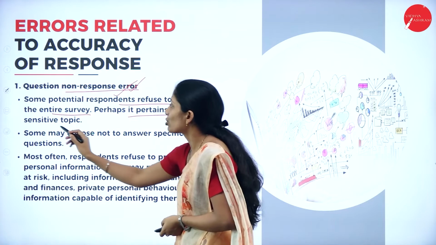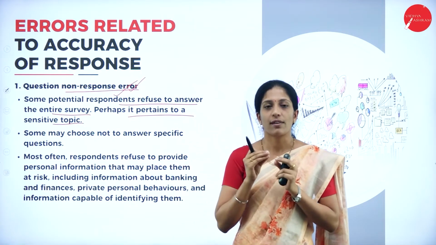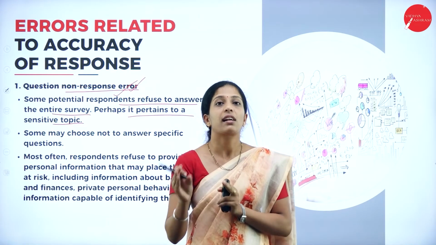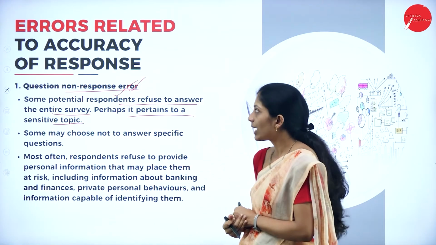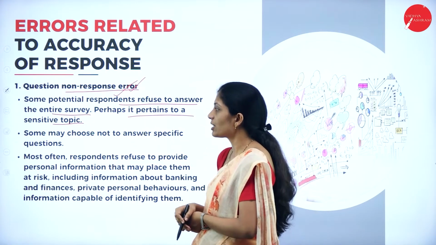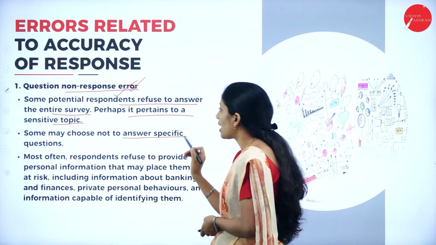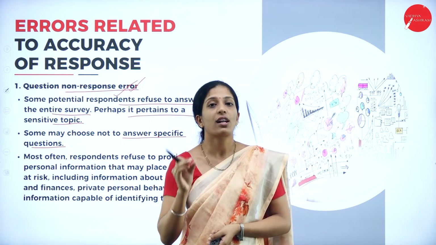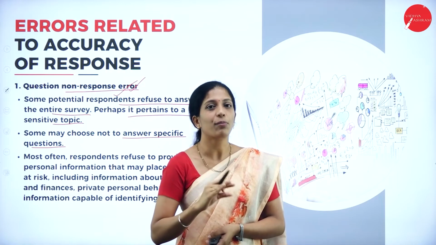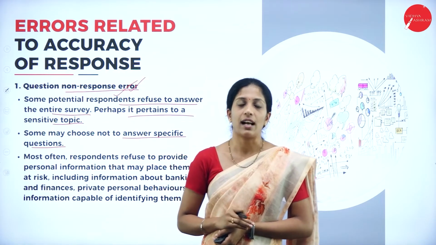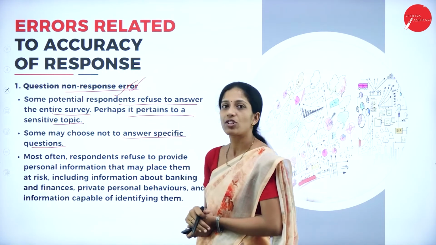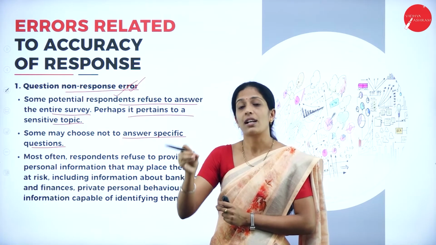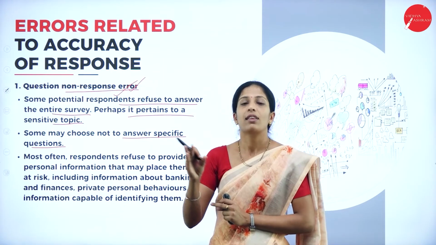Perhaps it pertains to a sensitive topic. Suppose there is an important topic and the respondent knows the answer, but he neglects to answer the question. So they are termed as what? Question non-response error. Some may choose not to answer specific questions. You might have seen a questionnaire. All the respondents will not answer all the questions. Some questions will be left empty like that. So they are termed as what? Question non-response error. Because the researcher has asked a question, but the respondents have not answered it properly.